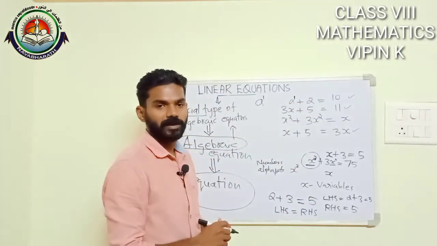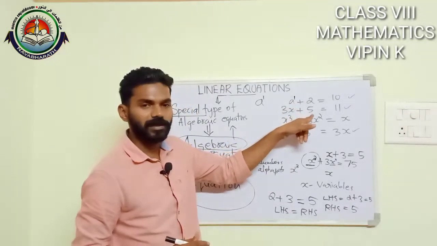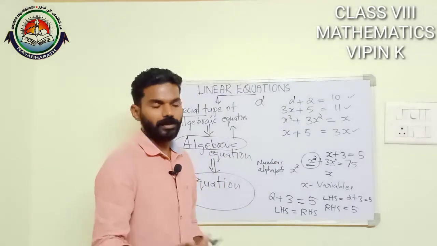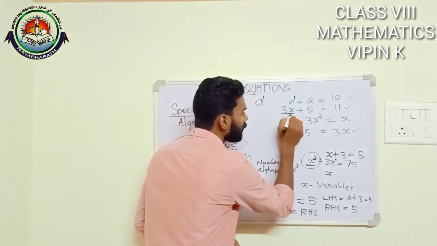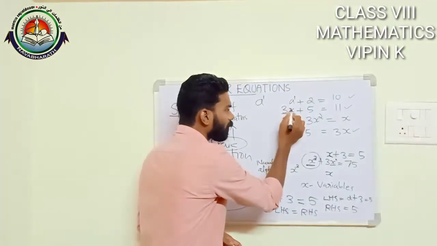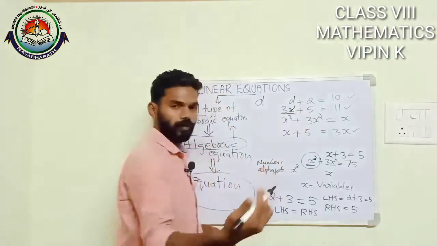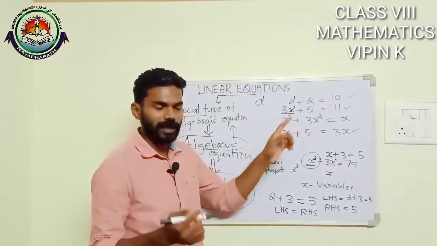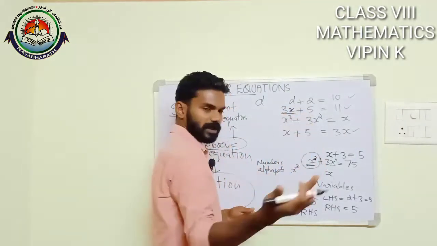Okay. Now what about the second equation? 3x plus 5 equals 11. Here also the variable containing term is this 3x. And on that, the power of x is again 1. Okay. The power of x is 1. That's why it is not represented there.